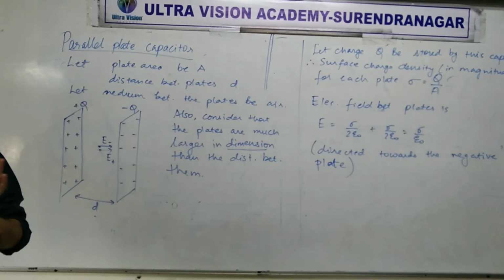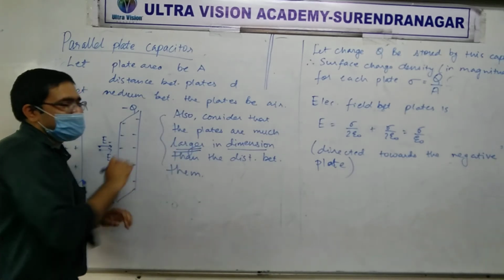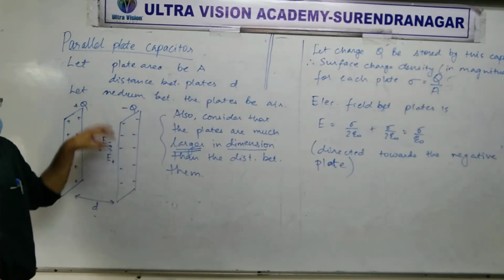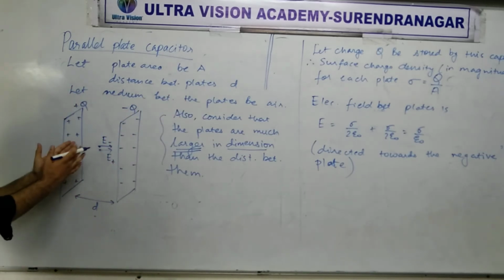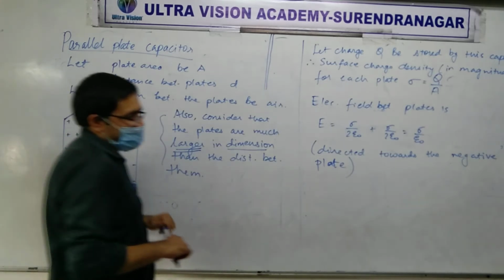Why? Because we are considering them as large plates. This is an ideal derivation that we are doing, when the plates are quite large and the distance is not that big. So we find out the potential difference.